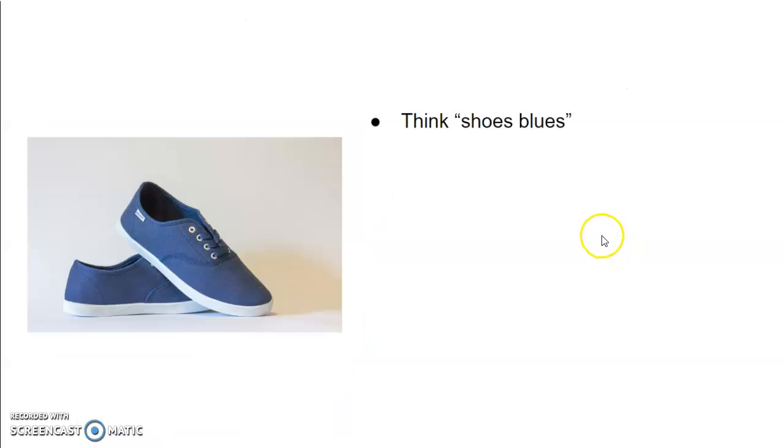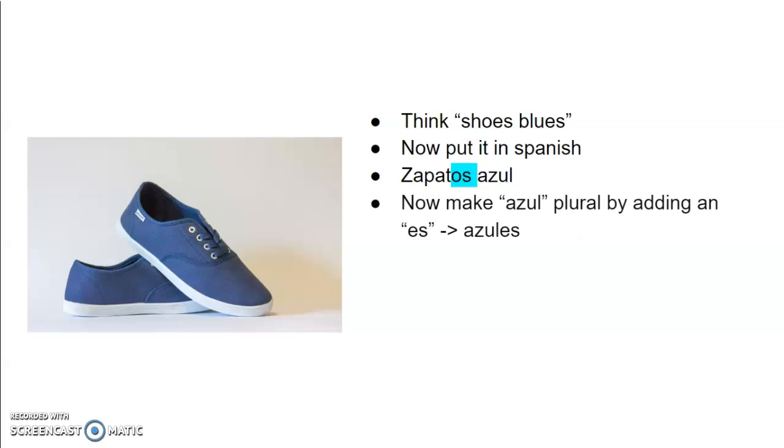Think shoes, blue. Now put it in Spanish. Zapatos, azul. Now we need to remember that azul is a little different because it ends in an L, and we need to make it plural by adding an ES, so it should be changing to azules. Type in your answer.